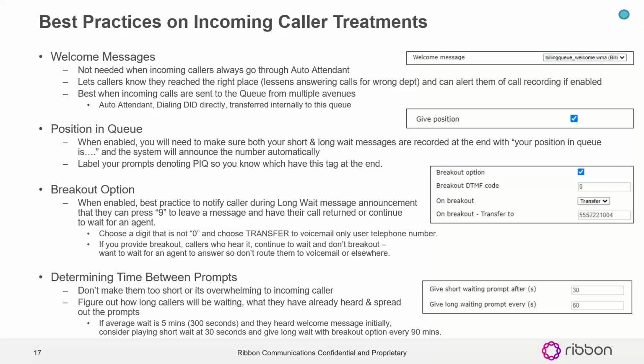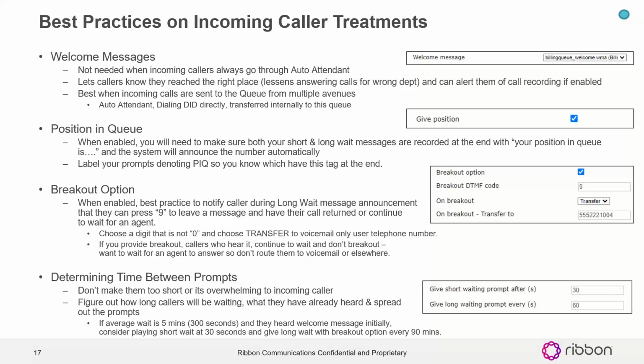There are other best practices here. I've kind of gone through some of these, but the welcome message here, you can select that. And again, I like doing that if you're ever going to have calls call in directly to the queue or get transferred to the queue, not just through the auto attendant. The welcome message is a great way to also tell them that they're going to be recorded. I do like the position in queue, but realize that if you do that, you do need to make sure that your short wait and long wait do have that announcement at the end of it, and you kind of leave it hanging, and your position in queue is, and then the system will say the number.